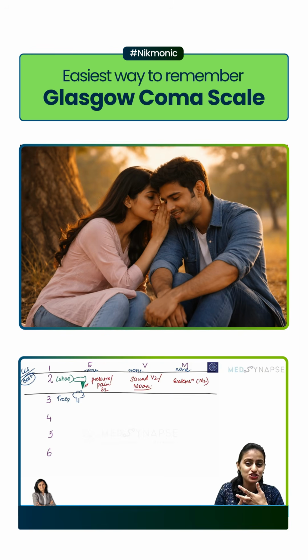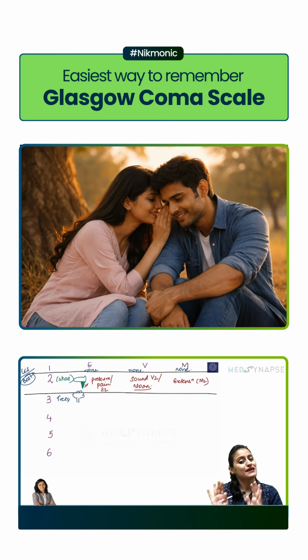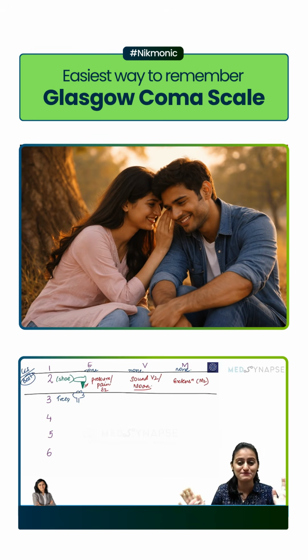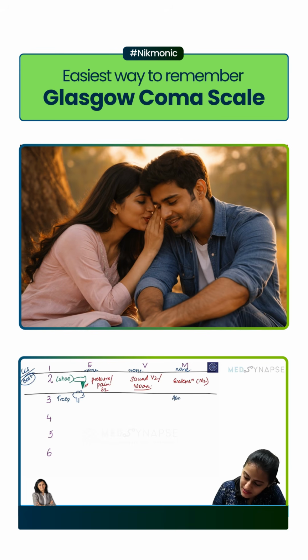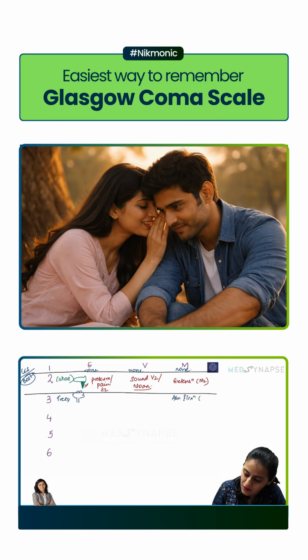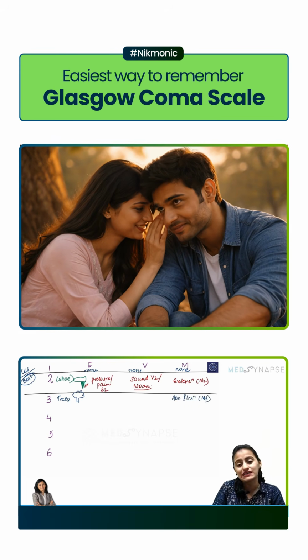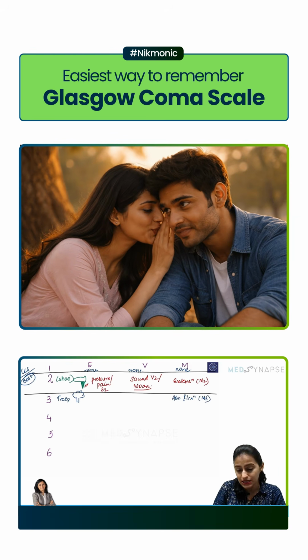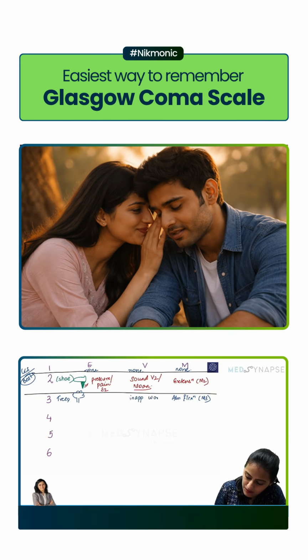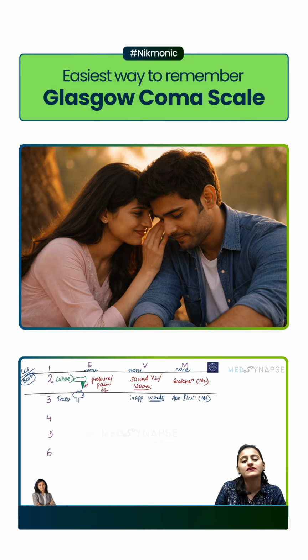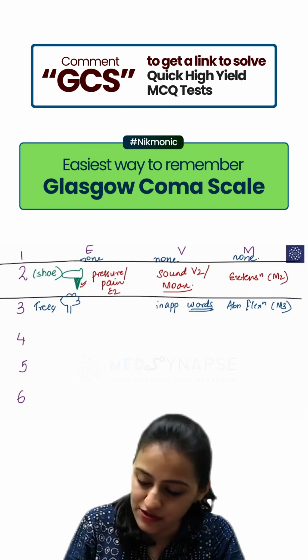And in what position are they sitting under the tree? In abnormal flexion. Okay, they are cuddling up and sitting in abnormal flexion. So abnormal flexion is M3. Abnormal flexion under the tree, that is 3, M3. And they are talking in code language, that is inappropriate words. Okay, that is V3.